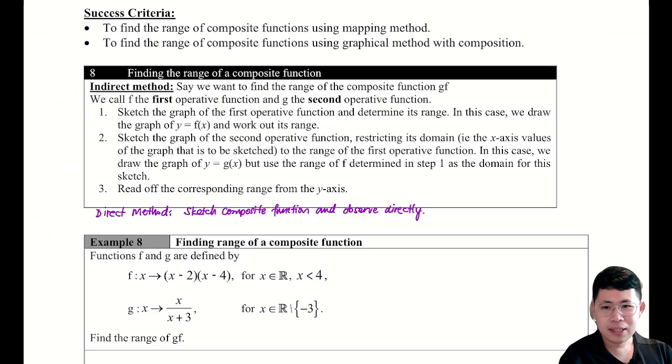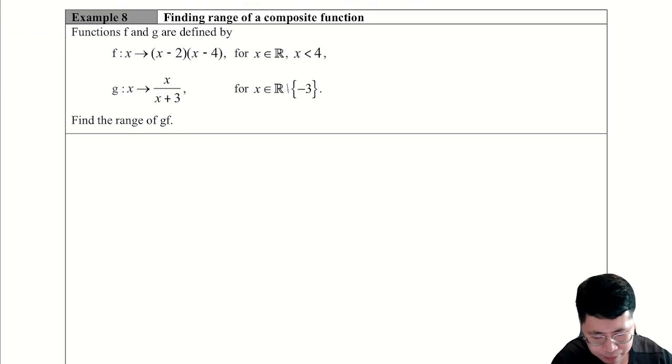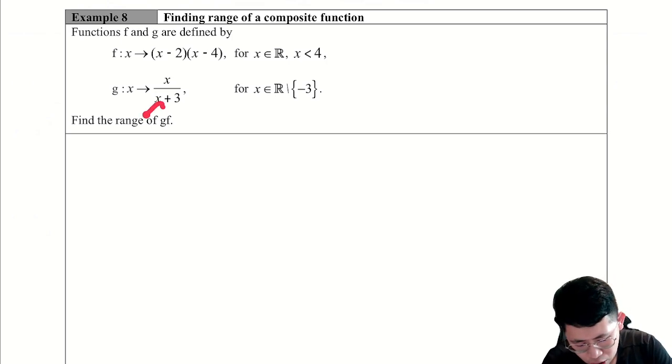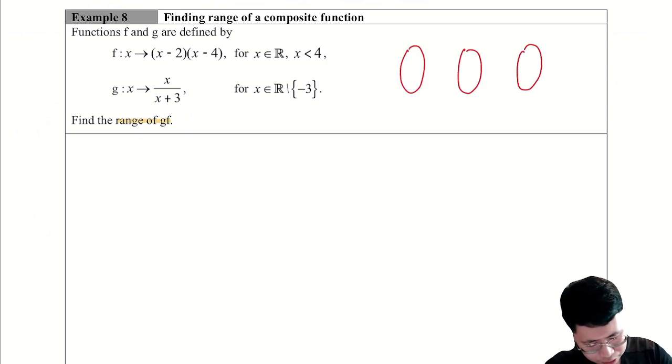Okay, so with this, let us jump right into example 8. Example 8 is finding the range of the composite function gf. So what we are looking for is the range of gf. First, let us look through what we need to do. So for gf, the first function is function f, and the second function is function g.